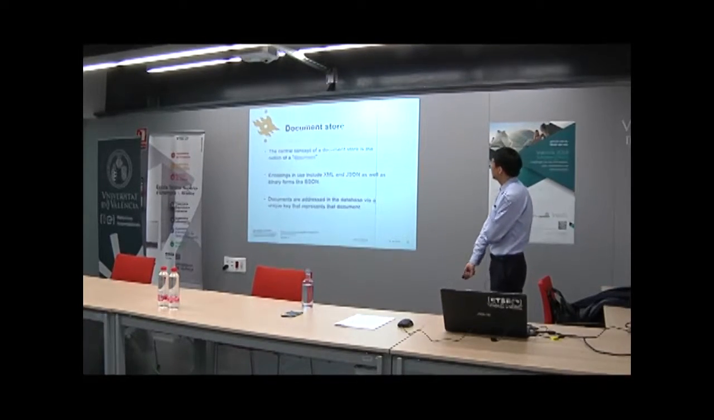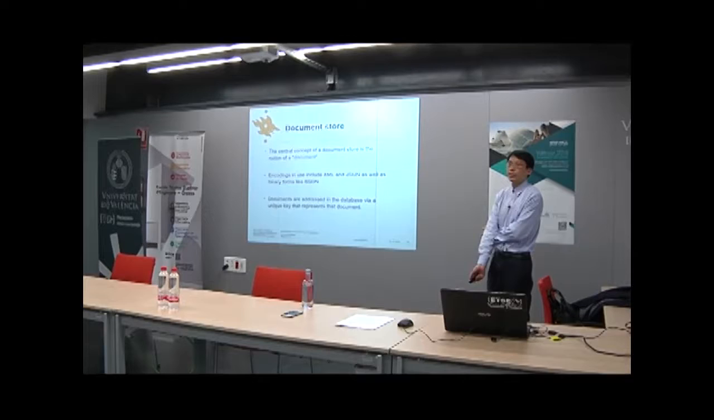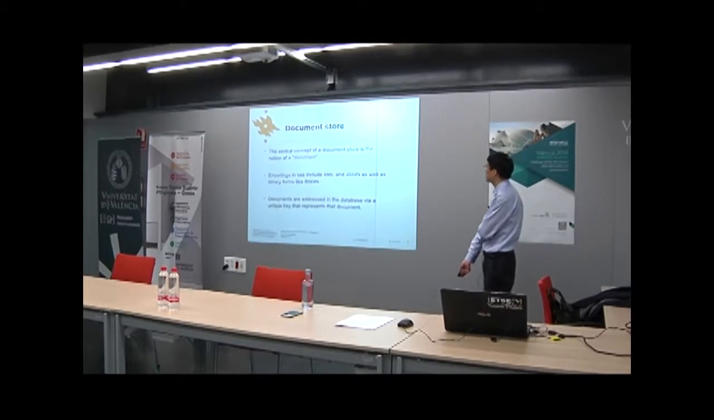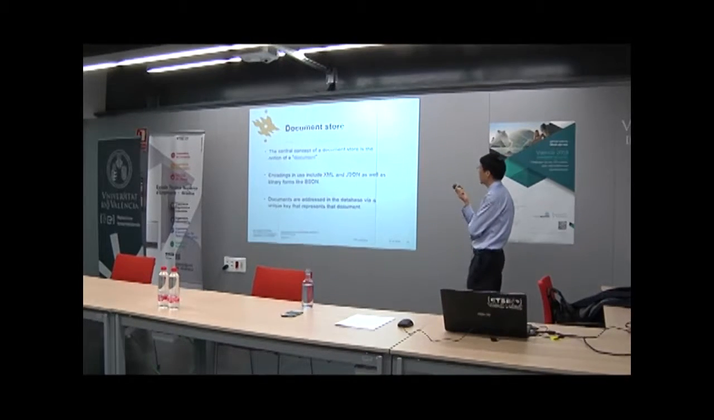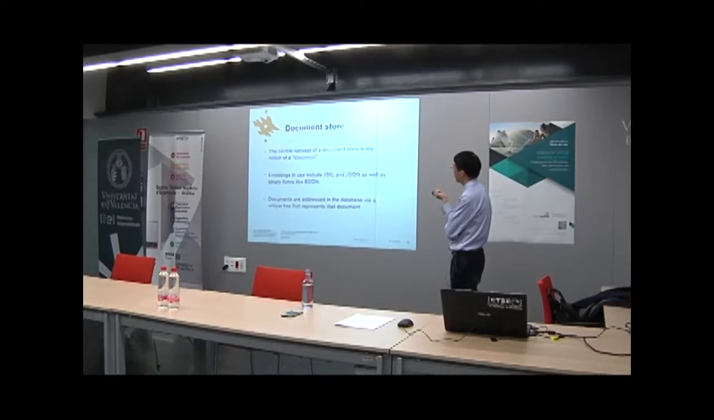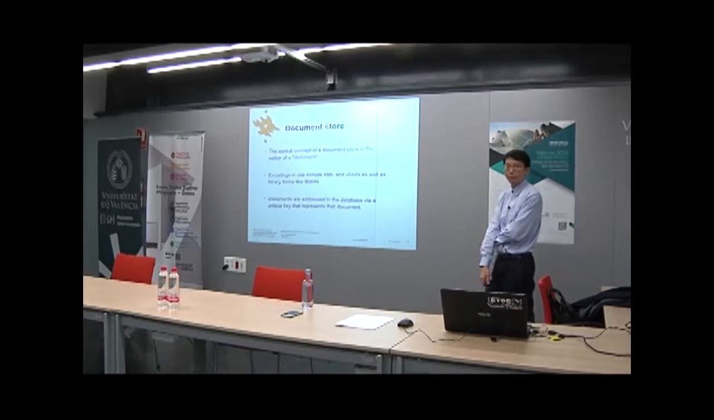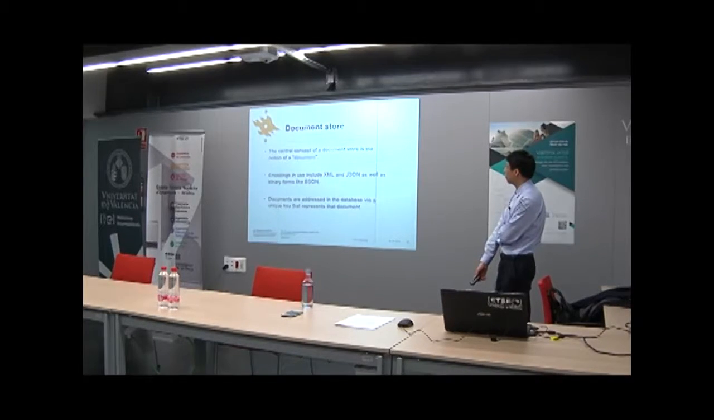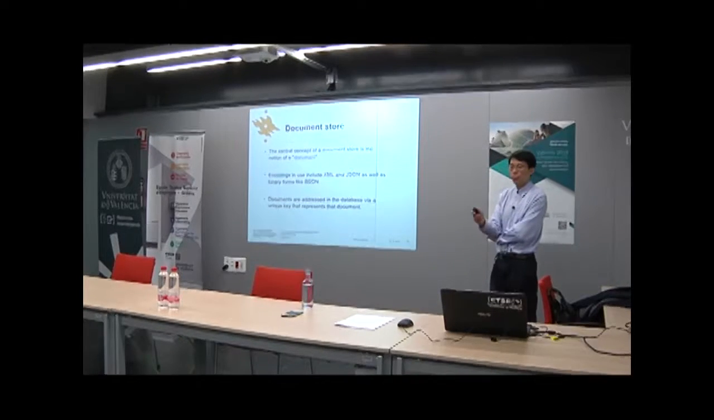The third type of database is the document database, or document store. Document store means that we just store the whole document in the database. We can encode them as XML data, JSON data, or BSON data. BSON means the binary form of JSON data. Documents are addressed in the database via a unique key that represents the document. So we just store the document and its key.